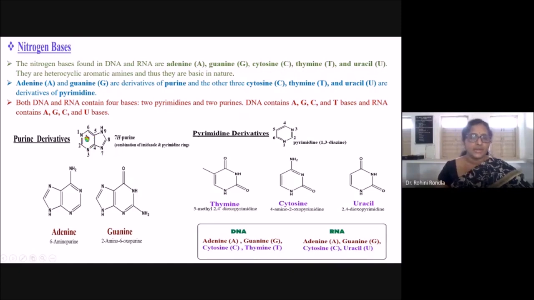See, pyrimidine and imidazole. There are 2 types of moieties: pyrimidine and imidazole. These 2 combinations are there in purine. This is the pyrimidine ring and this is the imidazole ring. Because you have to remember this structure. Understood? You should remember it to write in the exam. So this is the structure of purine, and you can see the numbering.